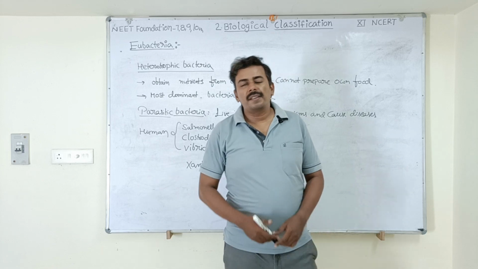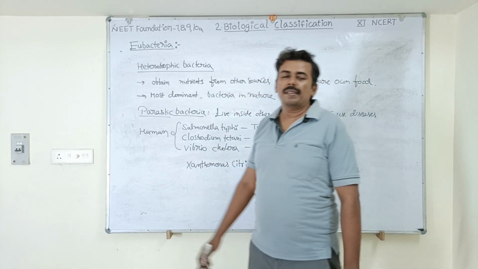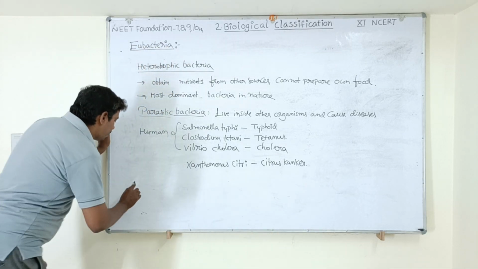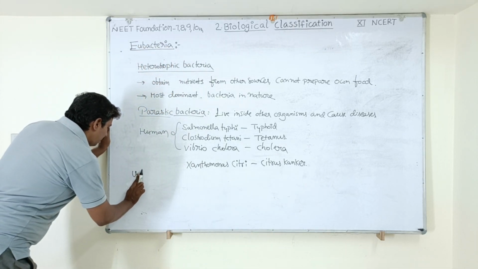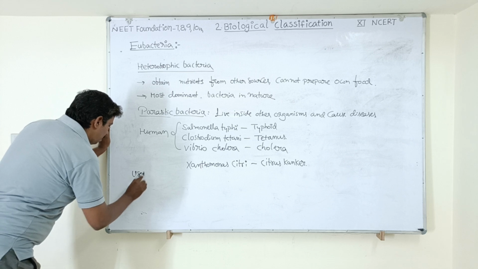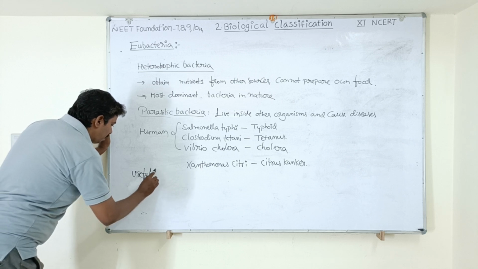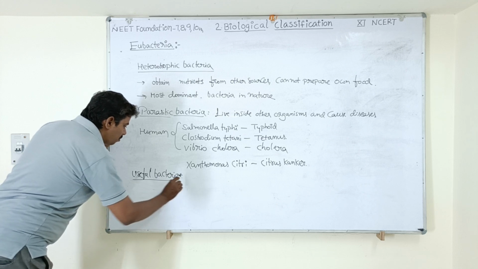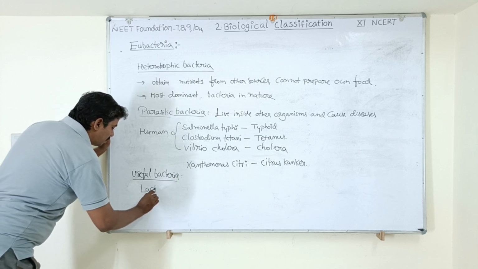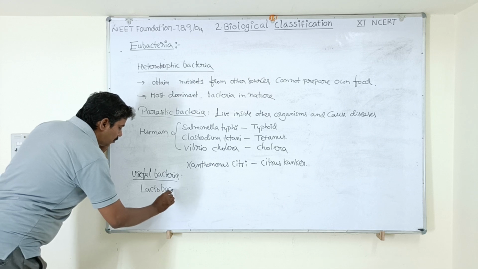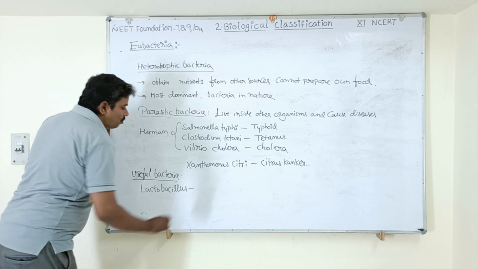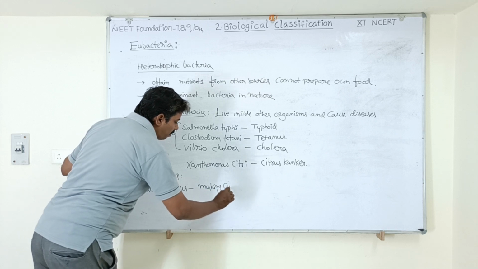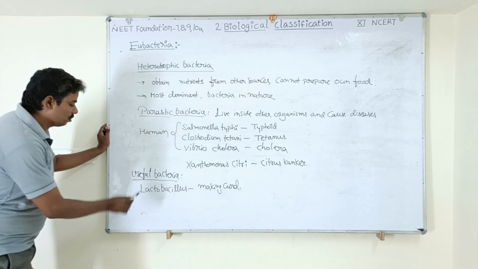Students, heterotrophic bacteria not only includes these parasitic bacteria, some are useful bacteria. Now let us discuss some useful bacteria. Examples of useful bacteria. Lactobacillus. What is that? Lactobacillus is used for making curd. This bacteria is used for making curd from milk. So this is one of the useful bacteria.